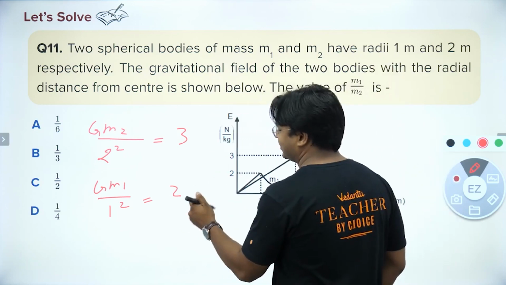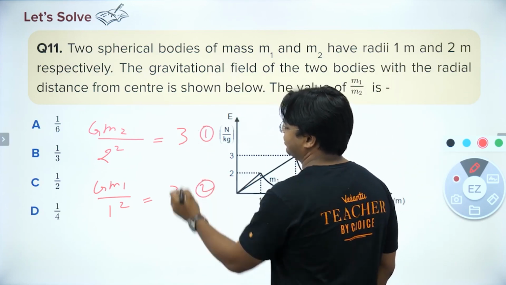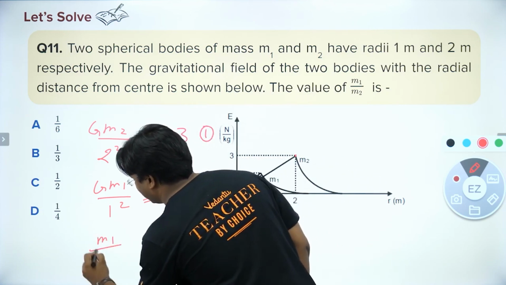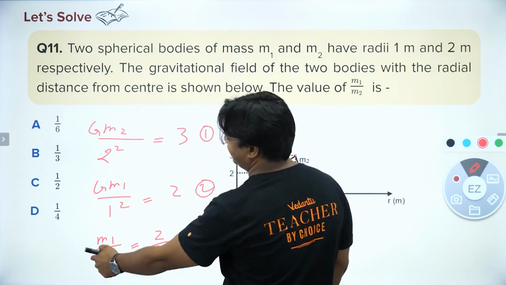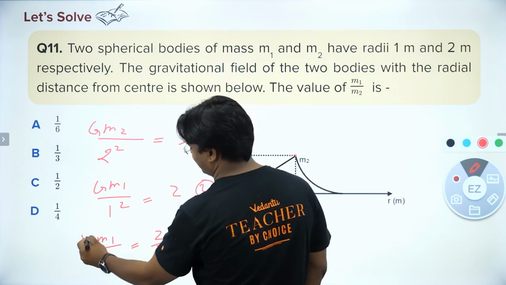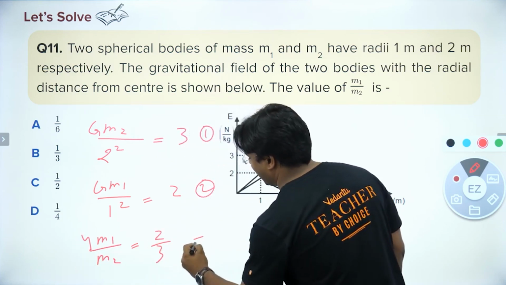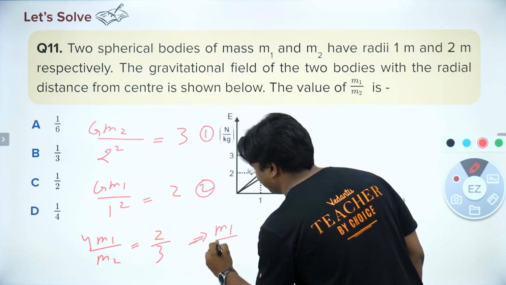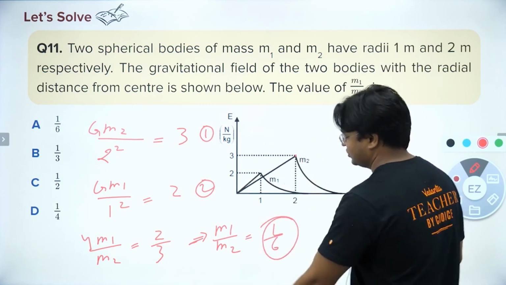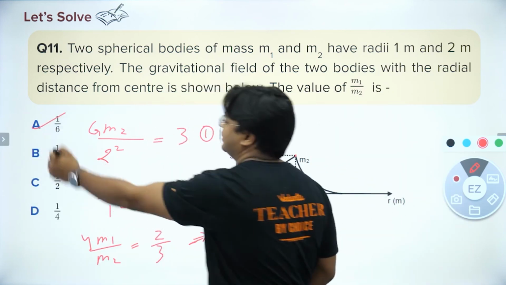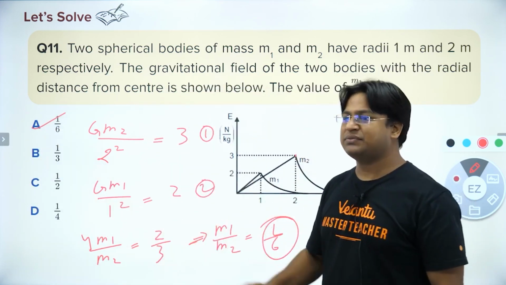So you divide the second equation by the first equation. So we end up writing m1 by m2 as 2 by 3, and on this side, when I divide by m2, 4 goes in the numerator. So we end up getting m1 by m2 as 1 by 6, I would say. So 1 by 6 would be the correct answer. Getting this one? Easy question.